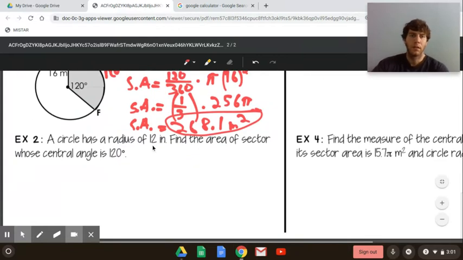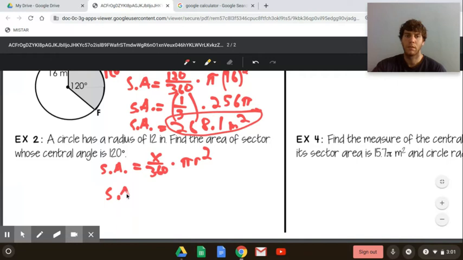All right. Here's another one, same thing. We're still using the same formula. We have a circle of radius 12. Find the area of the sector whose central angle is 120. So again, sector area formula is x over 360 times the area, which is pi r squared.